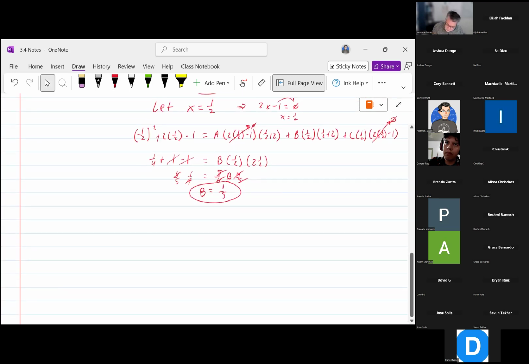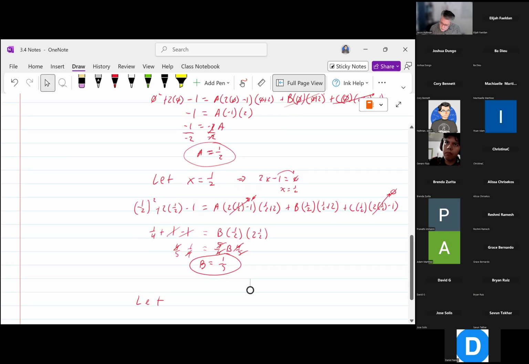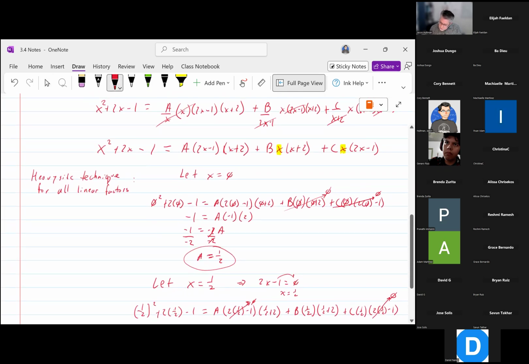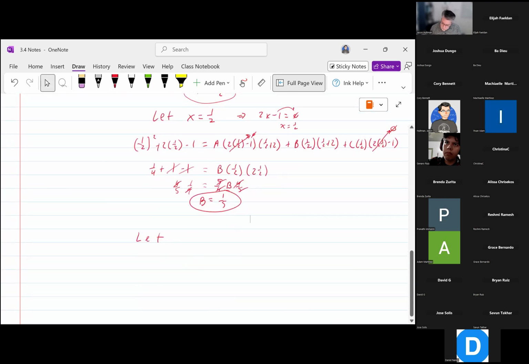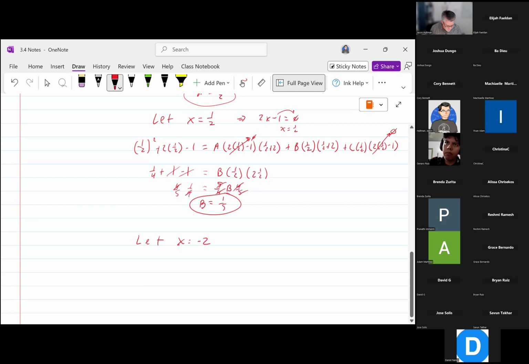Okay, c. Let x be what, so that we can get c? We go back up here and look at c. The only thing that c does not have is an x plus 2. So c does not have an x plus 2, but a and b do have the x plus 2. So what number is going to get me the value that's going to cancel out a and b here? -2. Yeah, thank you, Ishan. -2. Thank you, Brenda. Okay, perfect. So let x equal -2.